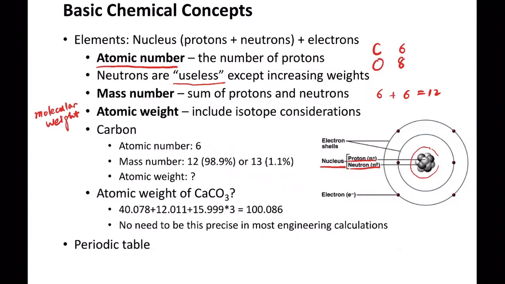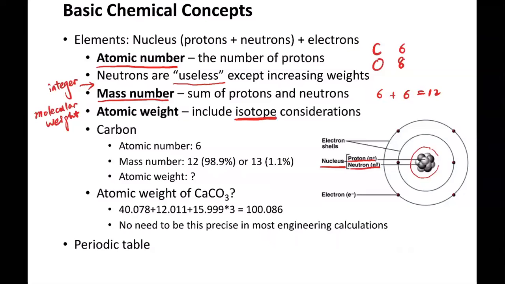Okay, so the atomic weight and the molecular weight are quite different from the mass number, because the mass number is always an integer. All right, so we refer to the mass number when we're mainly dealing with one type of element, one type of atom, right? But when we're talking about the atomic weight, we have to consider all the isotopes.